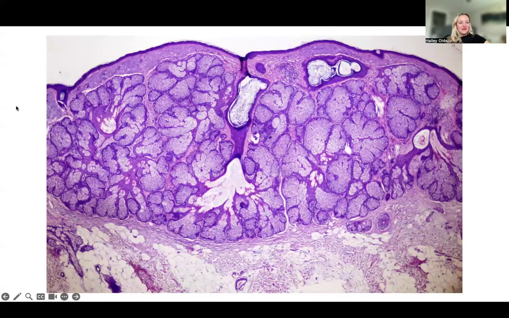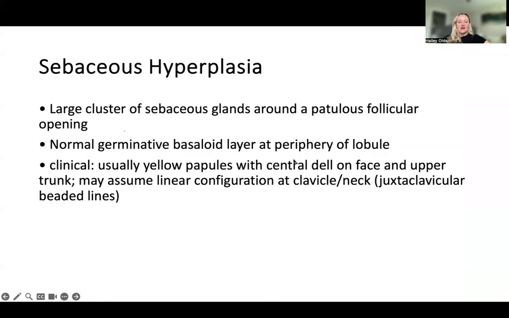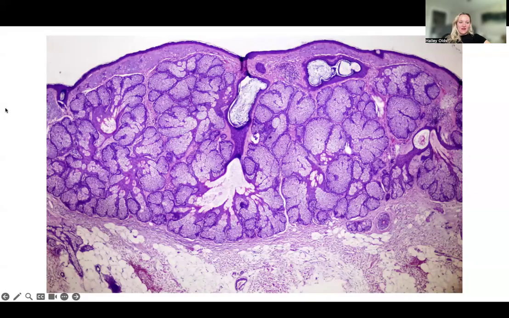Okay, next one. So this one you just have a ton of normal looking sebaceous glands, more than you would normally have, but they look normal. So this is just sebaceous hyperplasia. These present as yellow papules with a central dell. And that central dell corresponds to here, how they're all emptying into the one hair follicle, basically.